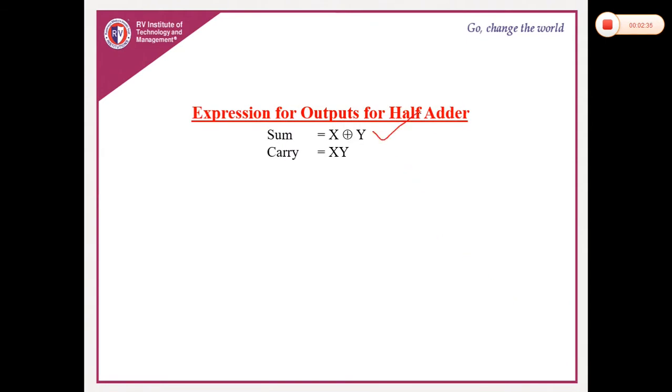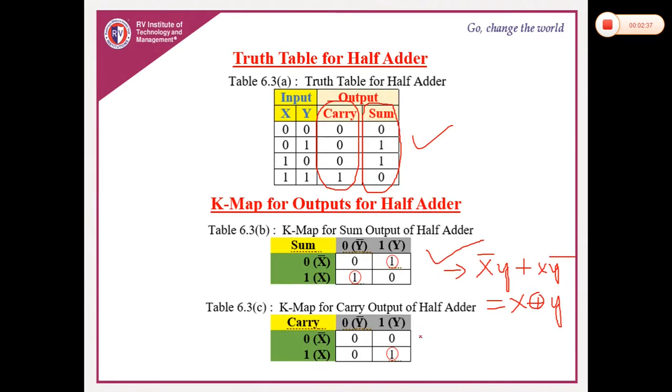Same thing I have written here. Next, in order to see the carry expression, it is 0 0 0 1, so only one 1 is there. So what is this expression?